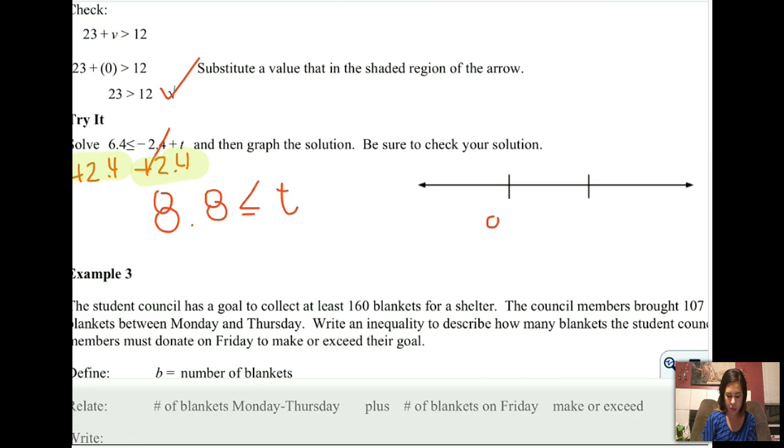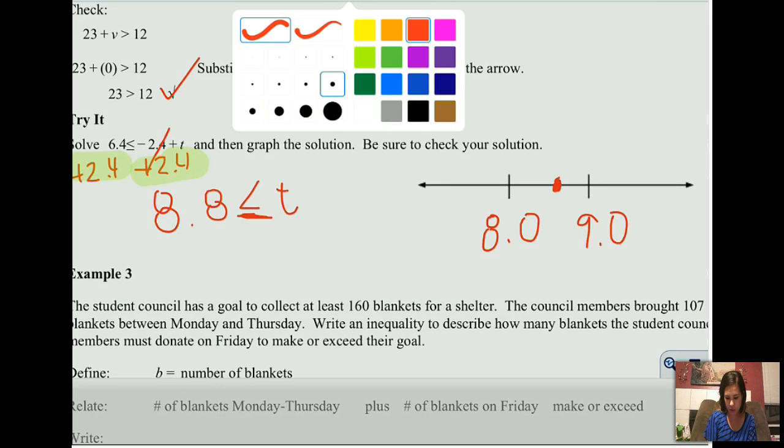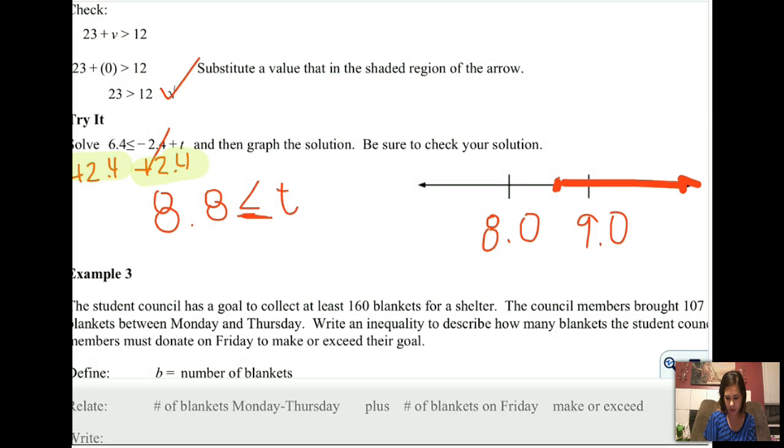I'm going to go to my number line, set it up as 8.8, and actually I'm going to say that this is 8.0, and I'm going to say that this is 9, and here is more or less where 8.8 would be. And since it's a closed circle, because it has this little line underneath, we're going to shade everything to the right because it's everything bigger than, so it would look like that.